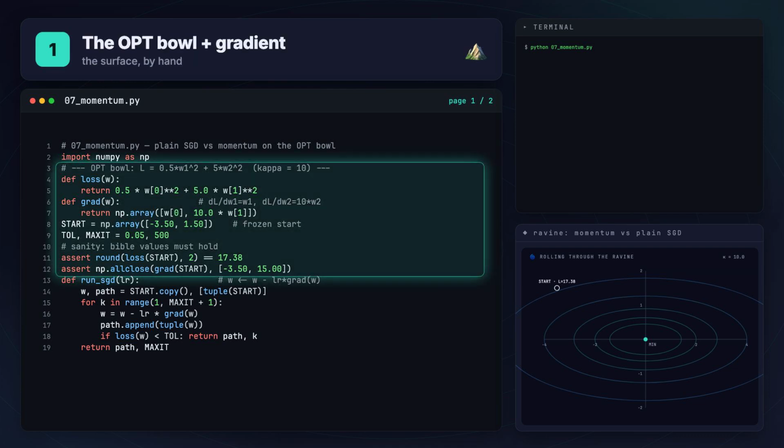First the surface: loss(W) is 0.5 W1 squared + 5 W2 squared, and grad(W) is (W1, 10 W2). Straight from the algebra, no autograd needed because we know the derivative by hand. Start is the frozen (350, 150). Sanity check that loss at start prints 17.38 and grad at start is (350, 15). If those two don't match, every path downstream is wrong, so we assert them.